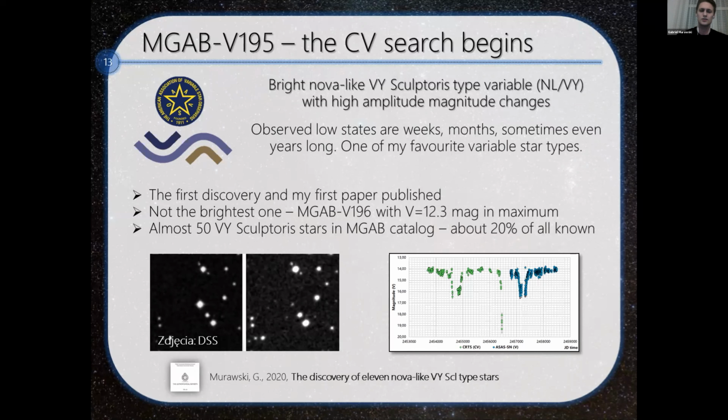But the real start of categorizing variable stars was in the beginning of 2019, when I submitted the first nova-like VY Sculptoris variable. That is actually one of my favorite types. It reminds me of RCB variables, but it's not a red object, but a blue object, a cataclysmic variable star. RCBs are red. Those are completely different objects, but the light curves look quite similar at first glance. And the first two variable stars of this type are quite bright.